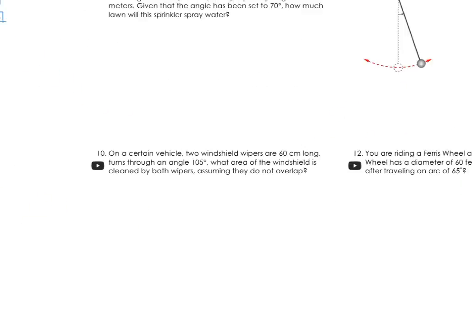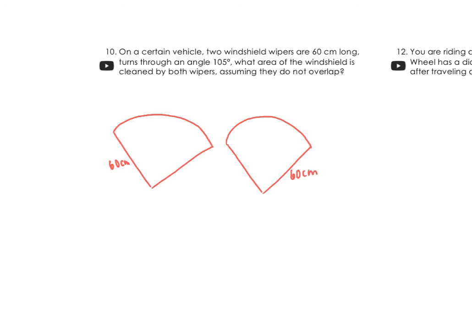All right, now let's look at number 10. It says on a certain vehicle, 2 windshield wipers are 60 centimeters long, turns through an angle of 105 degrees. What area of the windshield is cleaned by both wipers, assuming they do not overlap? So basically what this is going to look like, it's going to look like kind of 2 areas, something like this. Okay, the windshield wipers themselves are 60 centimeters. And the angle that they go through is 105.